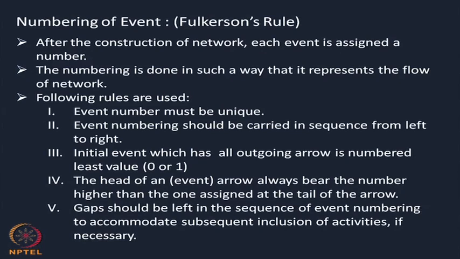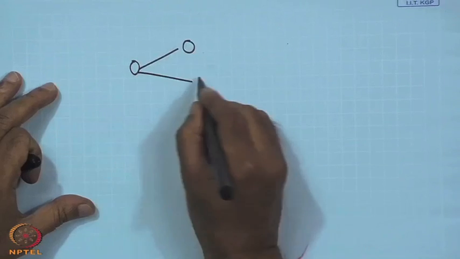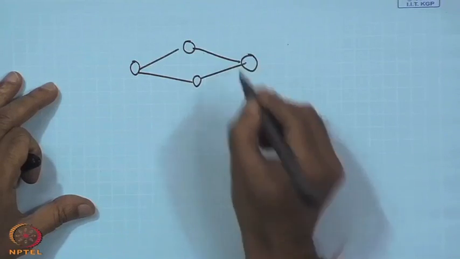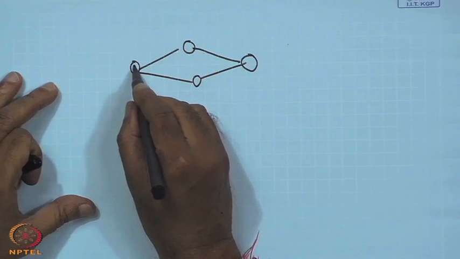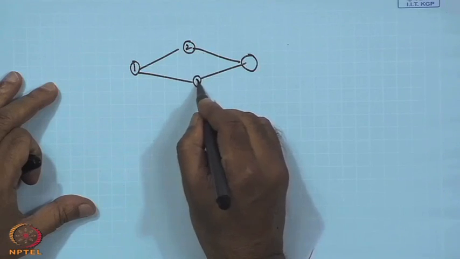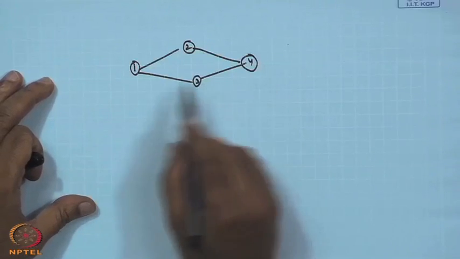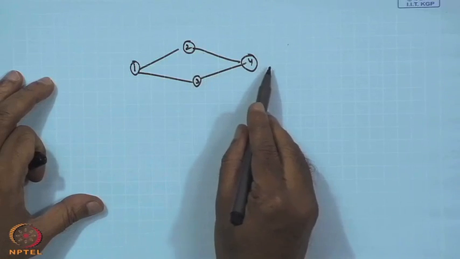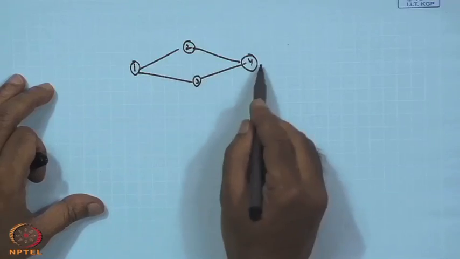After that, the following rules should be used. Number 1, event numbers must be unique. You cannot copy; the same number cannot be used in more than one place. Number 2, event numbering should be carried out in sequence from left to right. Please note this. When I am drawing, the numbering should be from left to right. This is your left. So, if I make this 1, this may be 2, this may be 3, then this may be 4, in increasing order.